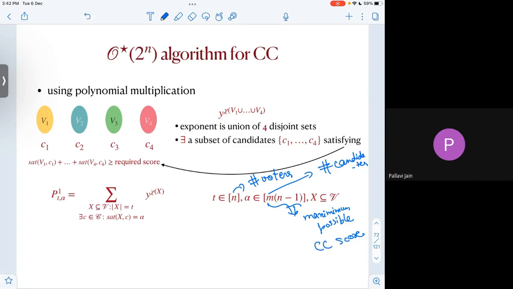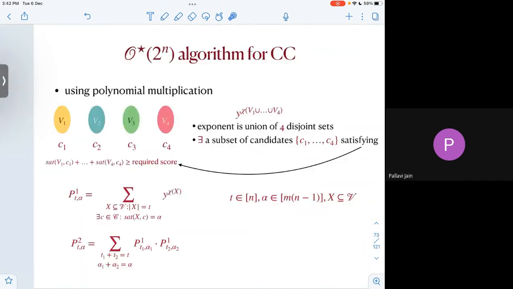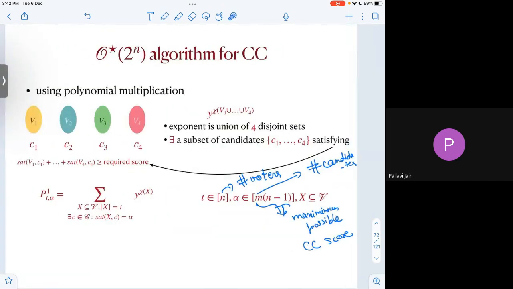Yeah, you're right. Correct. This should not be this. This should be m minus 1 into n. Okay.